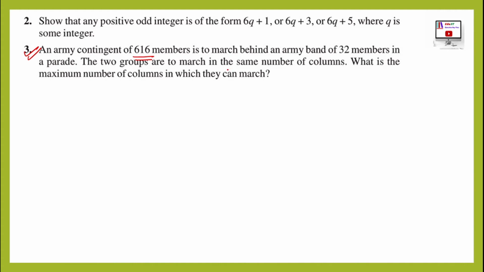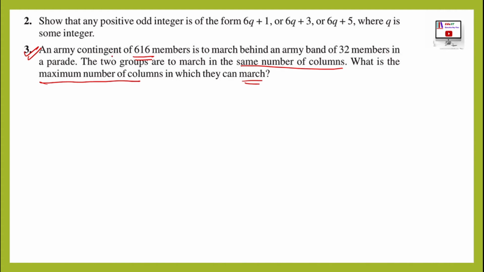The two groups are to march in the same number of columns. What is the maximum number of columns in which they can march? So in this question, we are given the same number of columns and the maximum number of columns. So for this we will actually have to find the HCF.